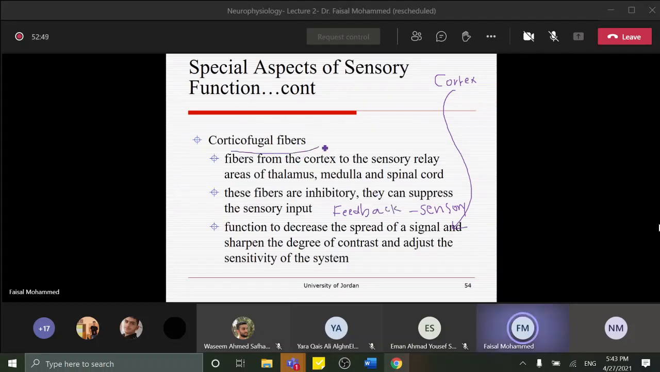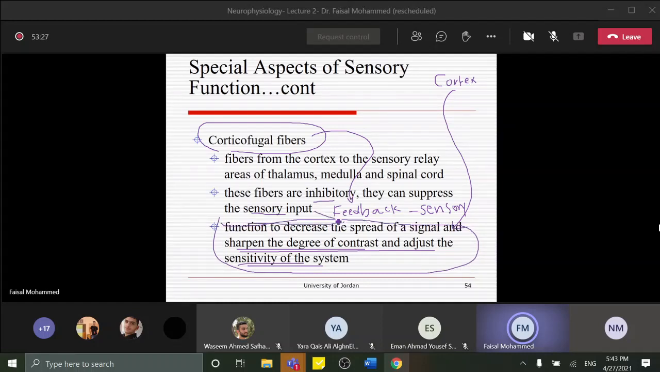These fibers, we call them corticofugal fibers. So this is a feedback fiber, from the cortex to the sensory relay. For what? To go and feed back, to have inhibition, to suppress the sensory input so that adaptation doesn't happen, or for other things: to have a good degree of contrast, sharpness of the impulse, to sharpen the degree of contrast or increase the sensitivity of the system. So this is the feedback system.